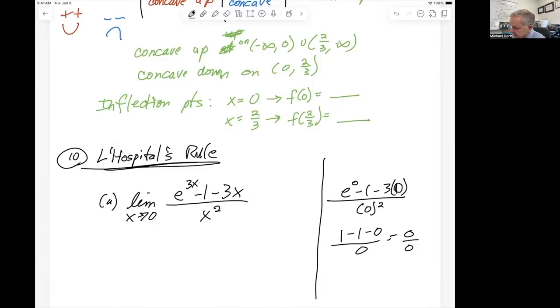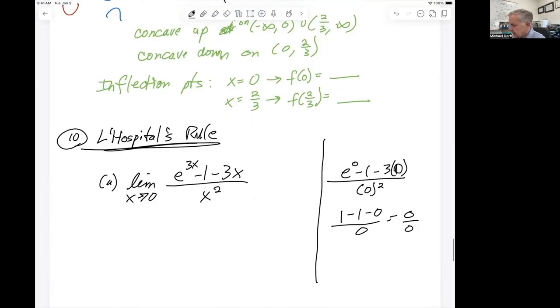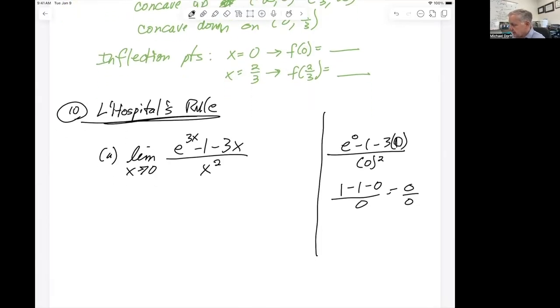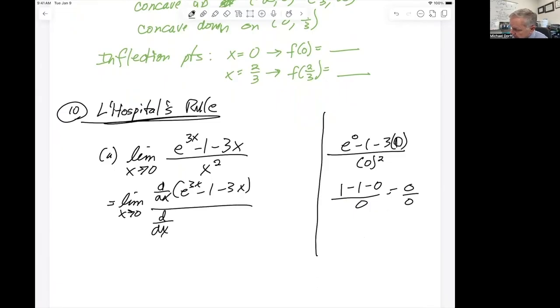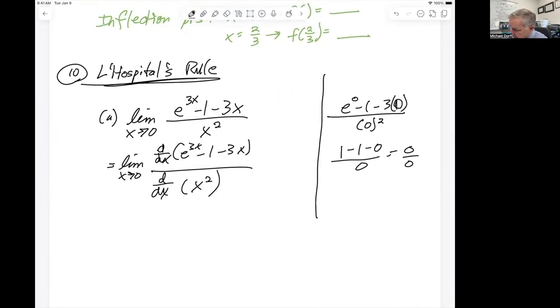Notice I did this off to the side. I didn't put it in the problem. I recommend doing your calculations off to the side like I did here. Now L'Hopital's rule says that this original limit is going to equal the derivative of everything on the top over the derivative of everything in the bottom. Don't use the quotient rule, but do it this way.